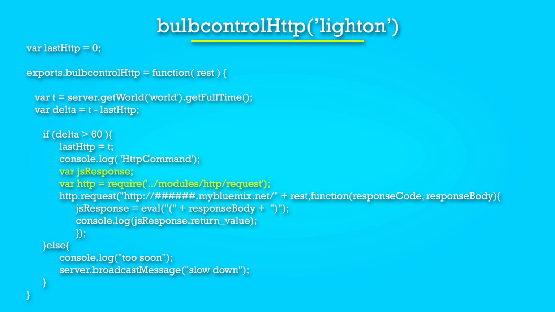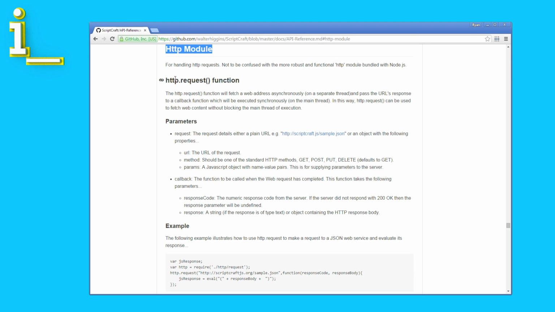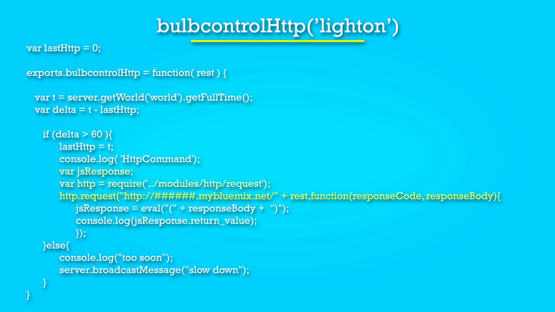Then we set up the JS response and HTTP variable. I've copied this code almost exactly from the Scriptcraft documentation. Then, we send the request to a specific URL. This URL will be the REST API we create in Bluemix using Node-RED, which will be covered in the next video. You can see the URL gets modified by appending the REST variable we passed to the function. That's how we are able to use one function for both the light on and light off commands.